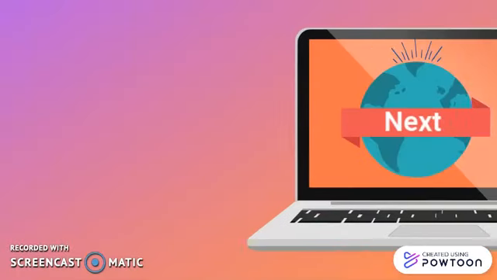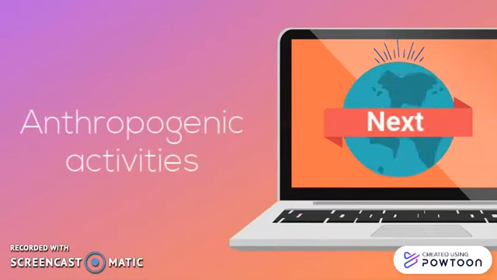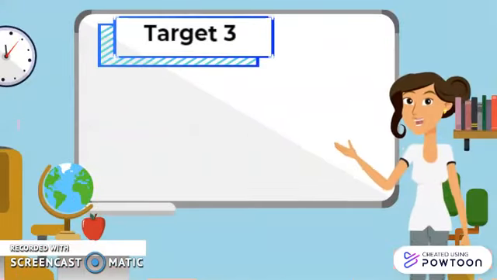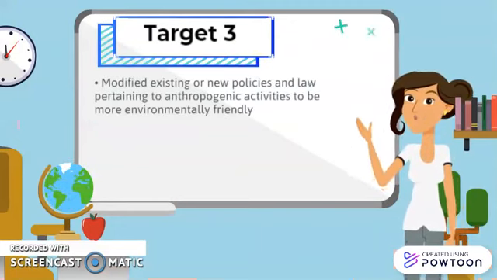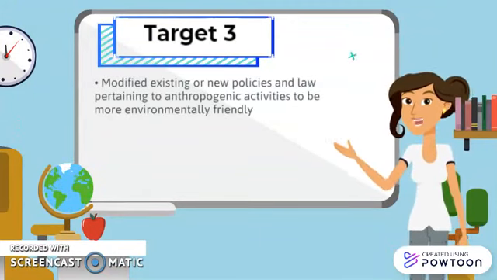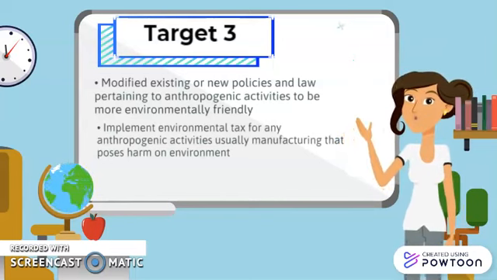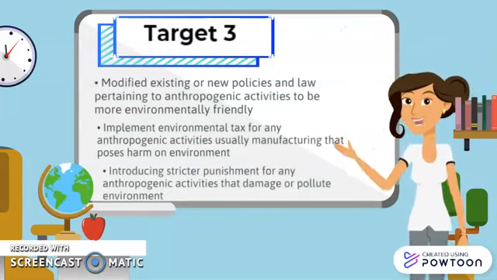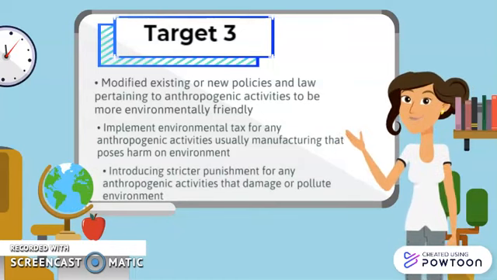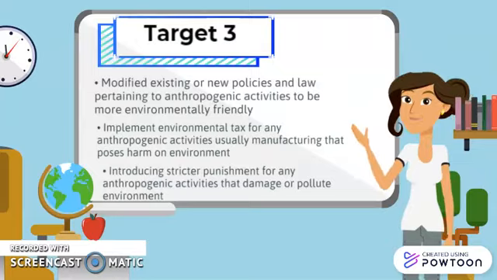Next, we proceed to the anthropogenic activities, referring to any human activity that has a negative impact on the environment. Target 3. Modify existing or new policy and law pertaining to anthropogenic activities to be more environmentally friendly. Next, implement environmental tax for any anthropogenic activity, usually manufacturing, that poses harm on the environment. Next, introduce stricter punishment for anthropogenic activities that damage or pollute the environment.